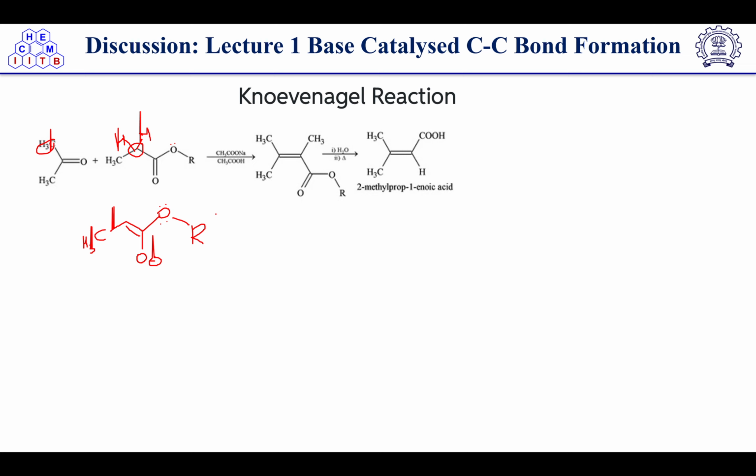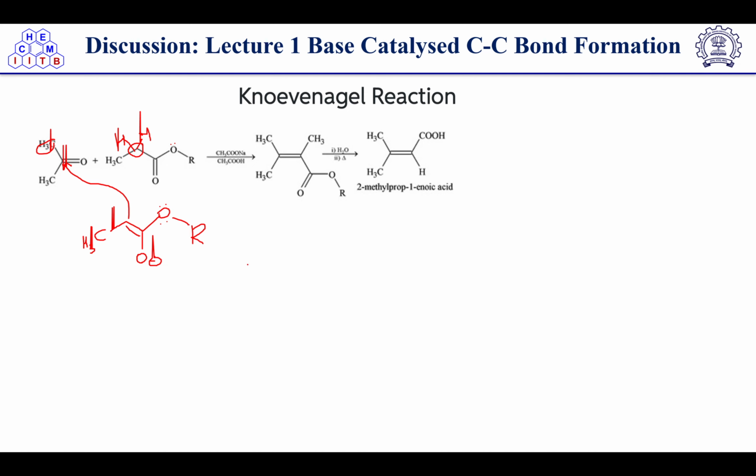Okay, so after the enolate formation, what will happen? It will attack on the carbonyl center and form an intermediate, or we can call it the aldol product. Also we can call it the aldol-type product, but not aldol.